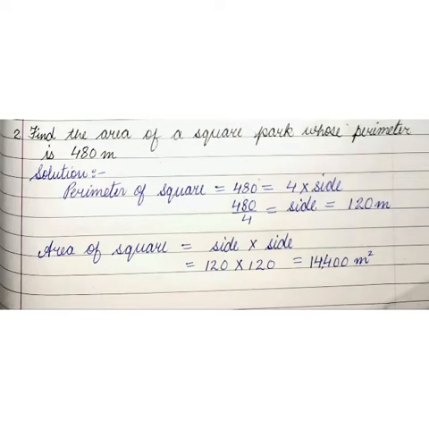Find the area of a square park whose perimeter is 480. From perimeter, first we will find the side. So perimeter of square is 480 equals to 4 into side. Now we take the 4 to the other side, it should be divided. 480 divided by 4 is equal to side, that is 120 meter. Now to find the area of the park, we will use the formula side into side, that is 120 into 120, that is 14,400 meters square.